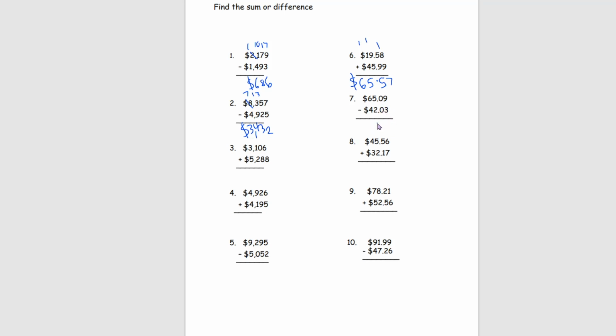For number 7, it's the same thing, but we're subtracting. So we bring the decimal down in place early. We do 9 minus 3, which is 6. 0 minus 0, which is 0. 5 minus 2, which is 3. And then 6 minus 4, which is 2. So our answer is $23.06.